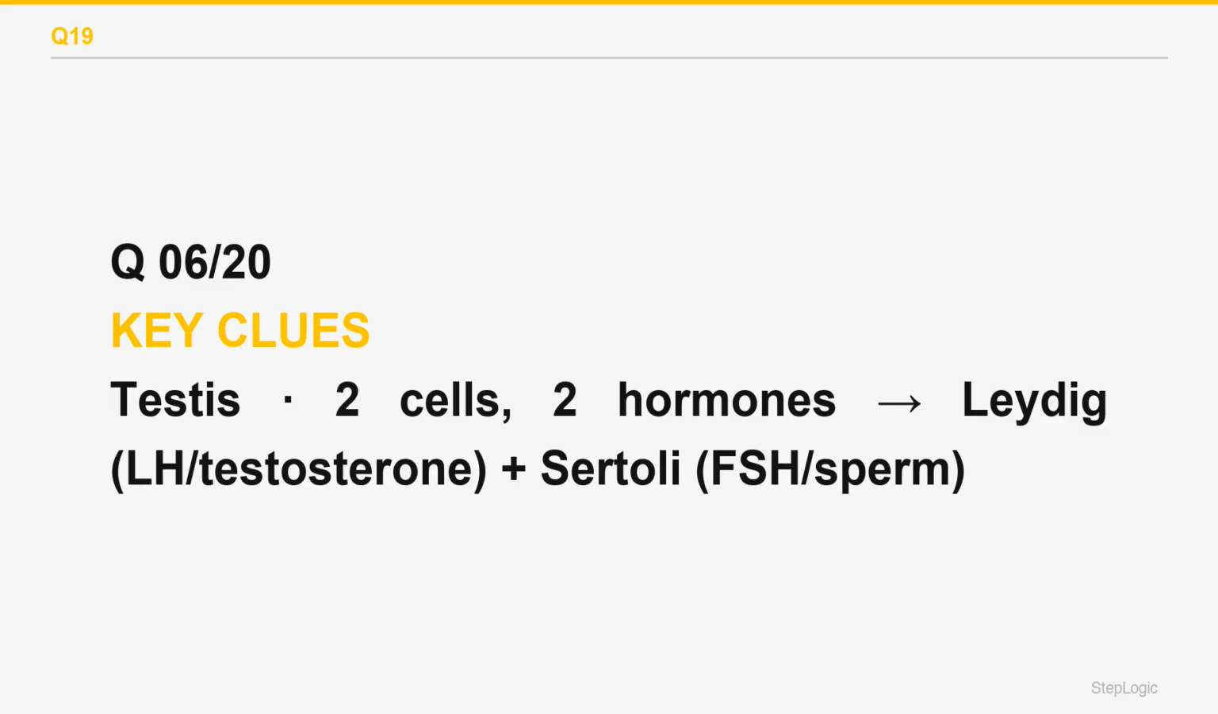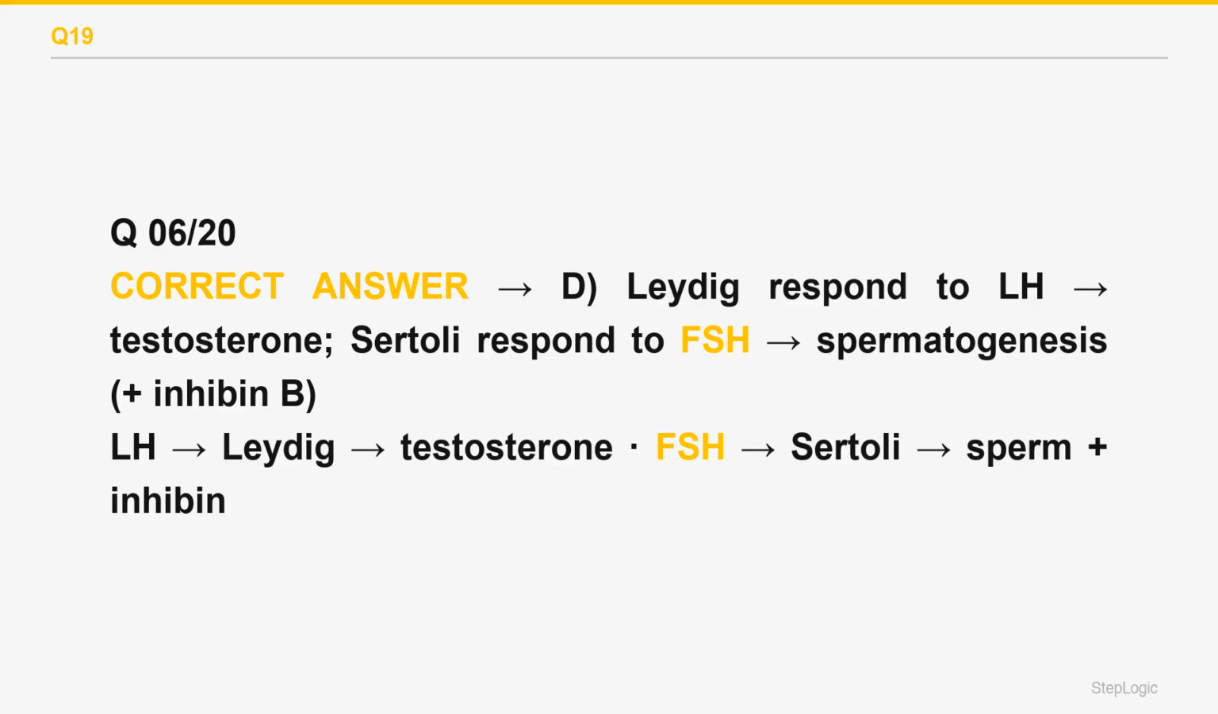The testis has two key cell types with distinct hormonal control. Leydig cells in the interstitium respond to LH, luteinizing hormone, and produce testosterone. Sertoli cells lining the seminiferous tubules respond to FSH, follicle-stimulating hormone, and support spermatogenesis. They nourish developing sperm, form the blood-testis barrier, and secrete inhibin B and androgen binding protein. A useful mnemonic: LH acts on Leydig and FSH acts on Sertoli, which supports sperm. The correct answer is D.